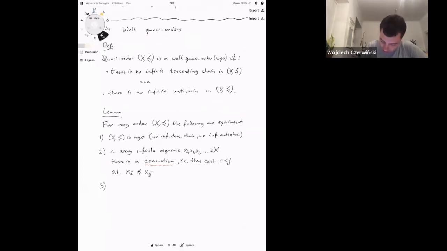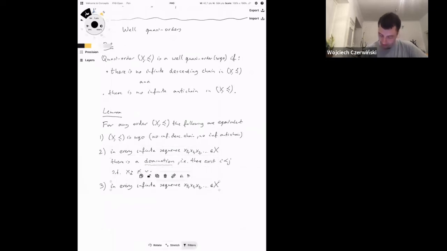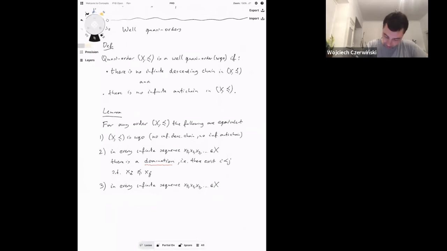And condition 3 is of a similar style. The first line is the same: in every infinite sequence of elements of X, there is an infinite sequence of dominations.